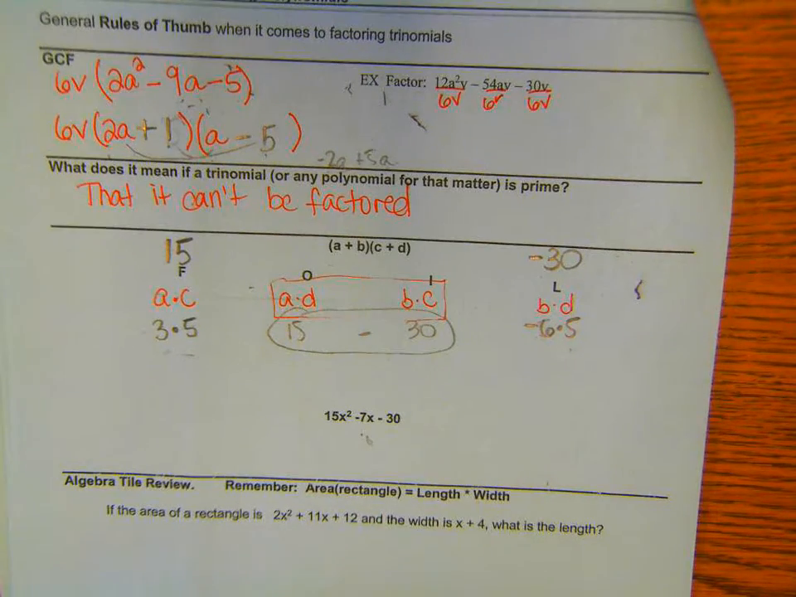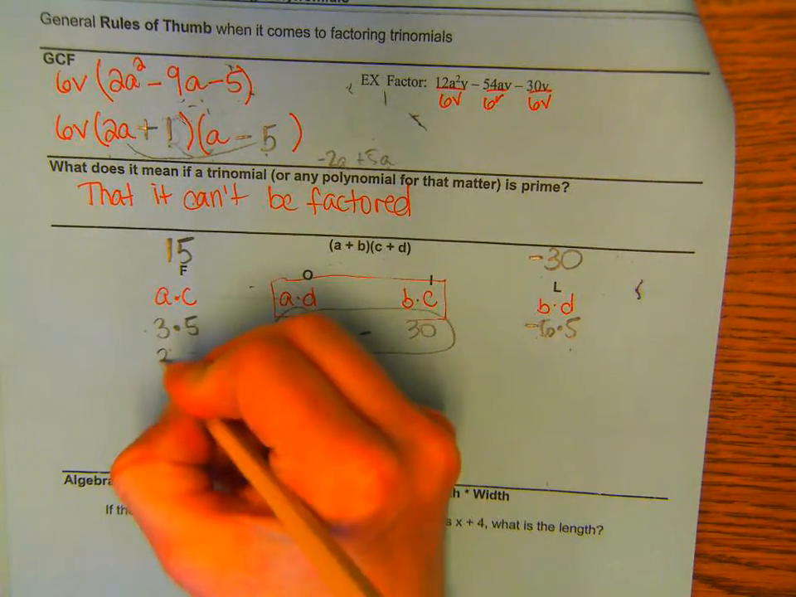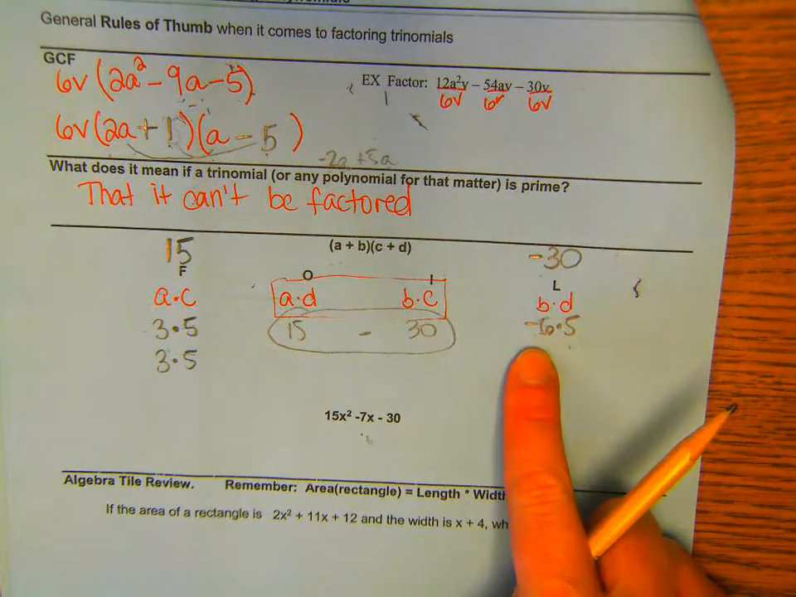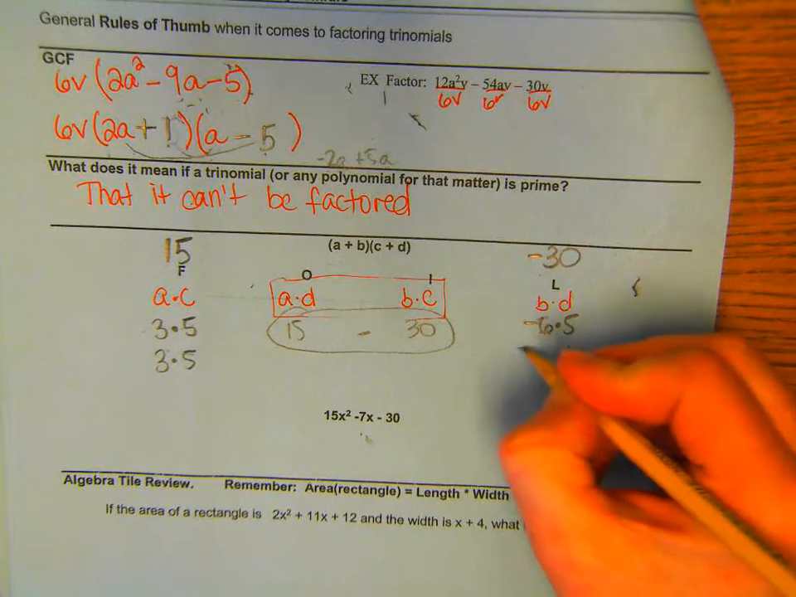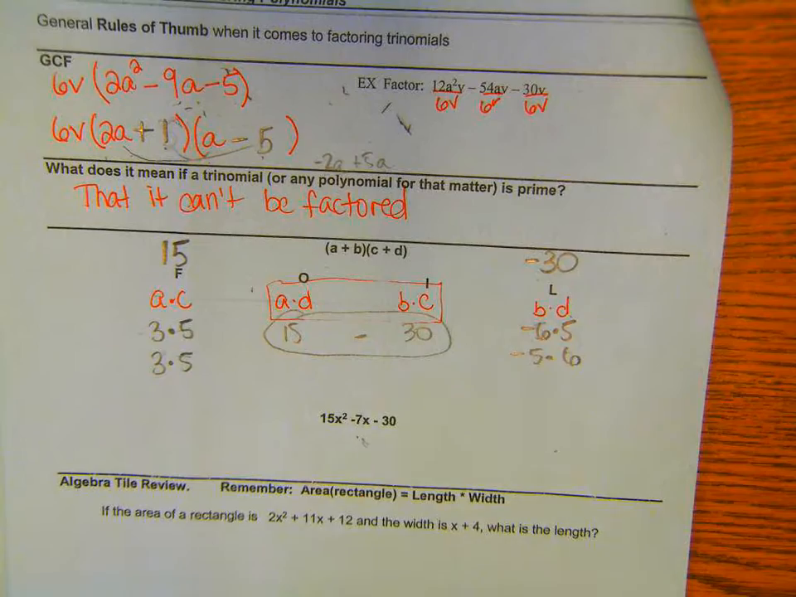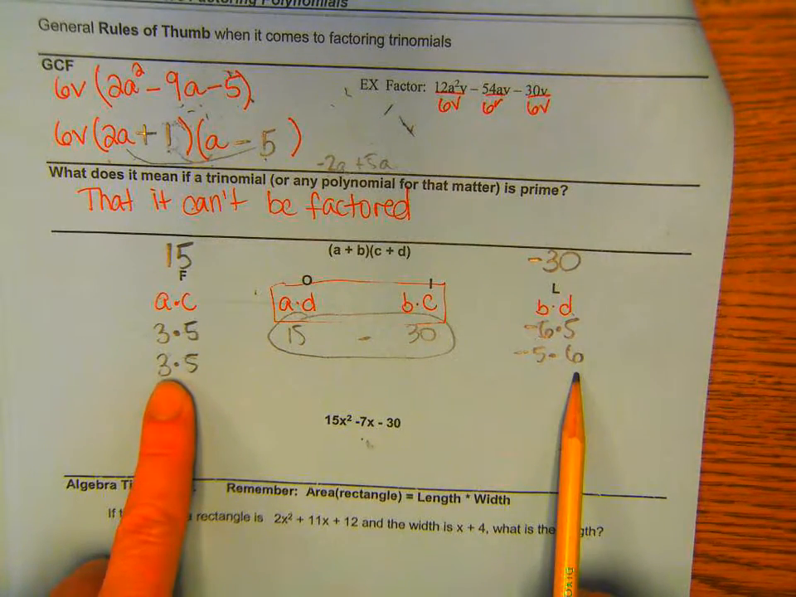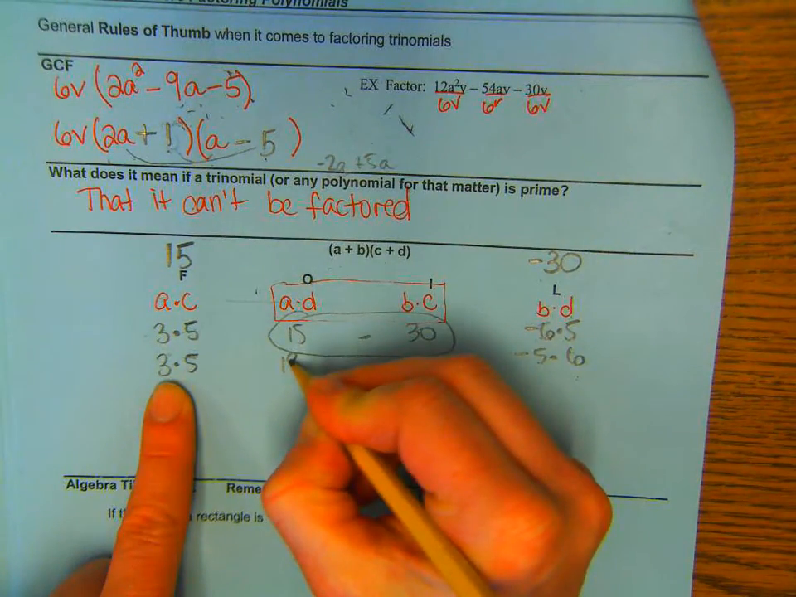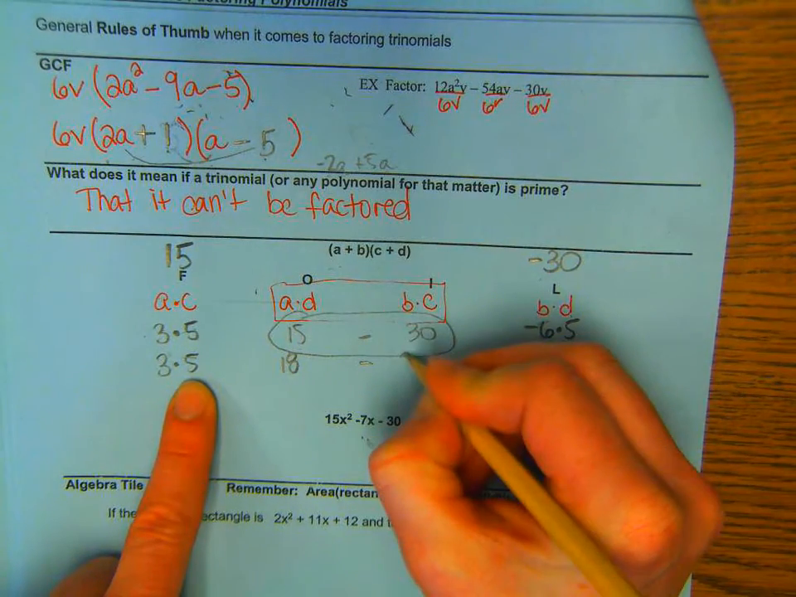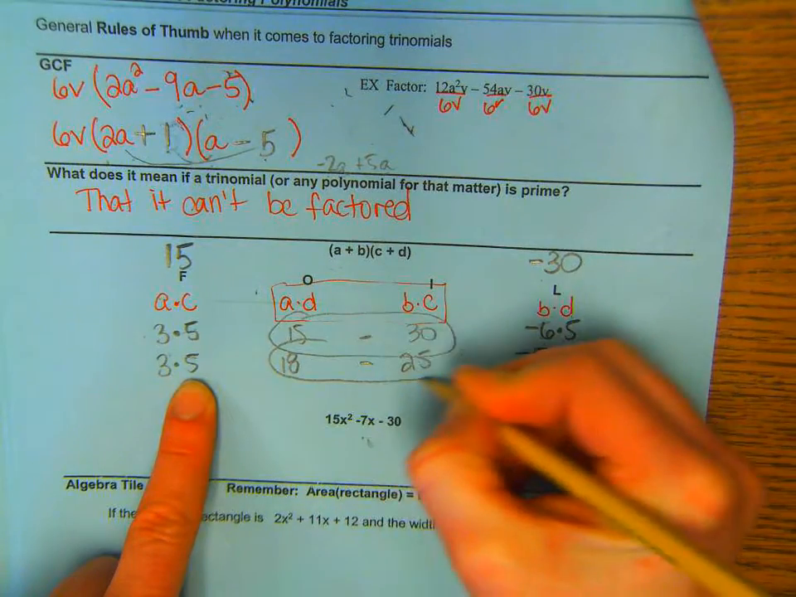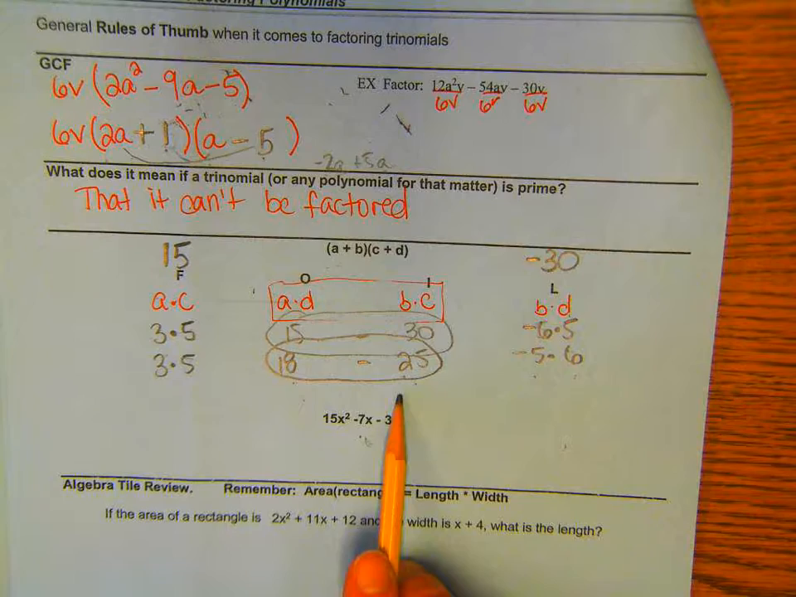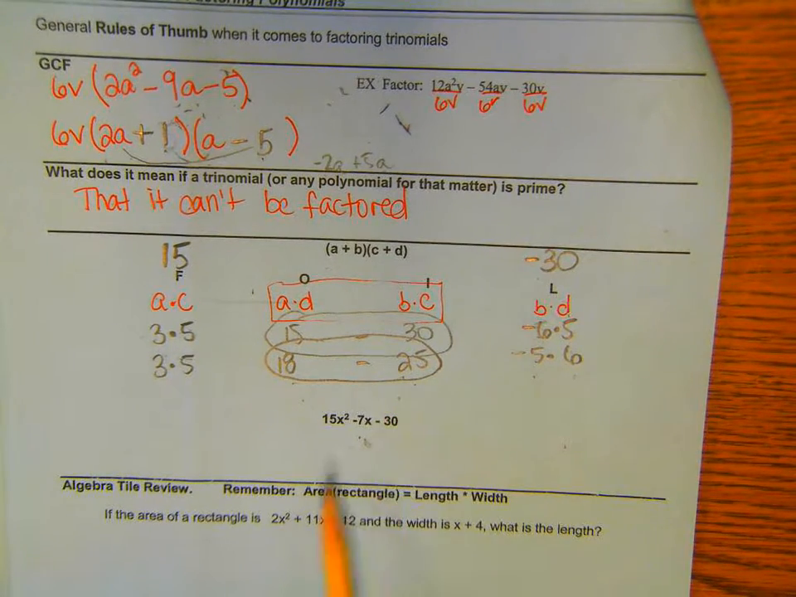We keep the 3 and the 5 here. Now let's switch these around. Instead of negative 6 first times 5, I'm going to do negative 5 times 6. Okay. Let's do the outers. What's the outers? 18. What's the inners? Minus 25. What is 18 minus 25? Negative 7. Does that work? Yes.